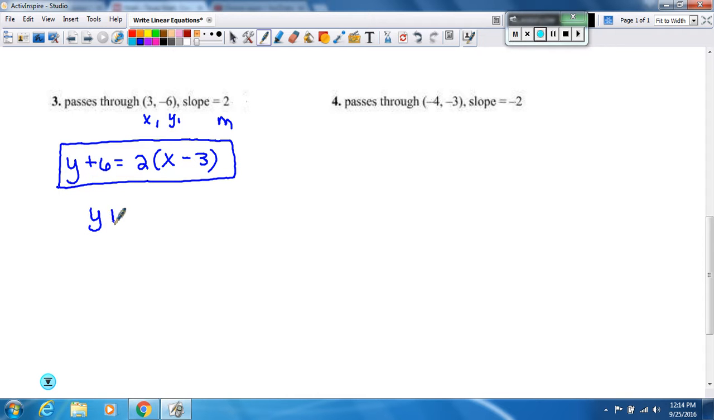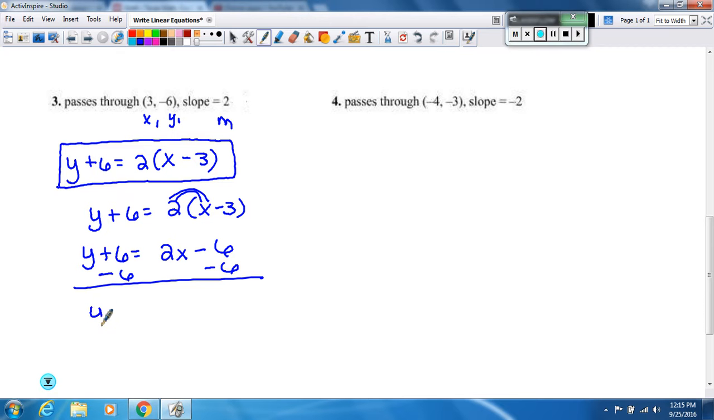And then I'm going to use that to get to the slope-intercept form. So leave the y plus 6 alone for now, equals 2 times x is 2x. 2 times negative 3 is negative 6. You have to subtract 6 from both sides to get y by itself. So the 6's cancel, equals 2x. And a negative 6 plus a negative 6 is a negative 12. So that's the slope-intercept form, y equals 2x minus 12, for the information they gave us.